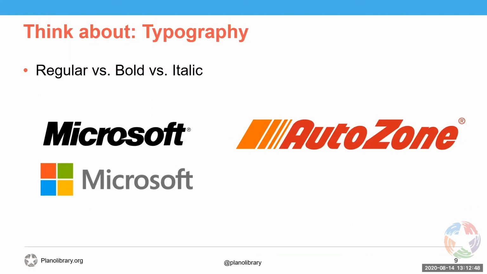AutoZone is another bolded italic font. Italics usually mean speed, so you can also think of Nike or USPS. They're promising to deliver their product quickly, or that their product will help you move quickly.